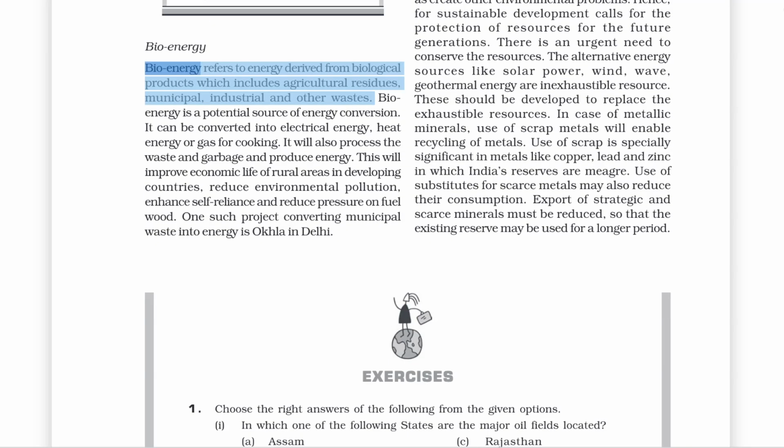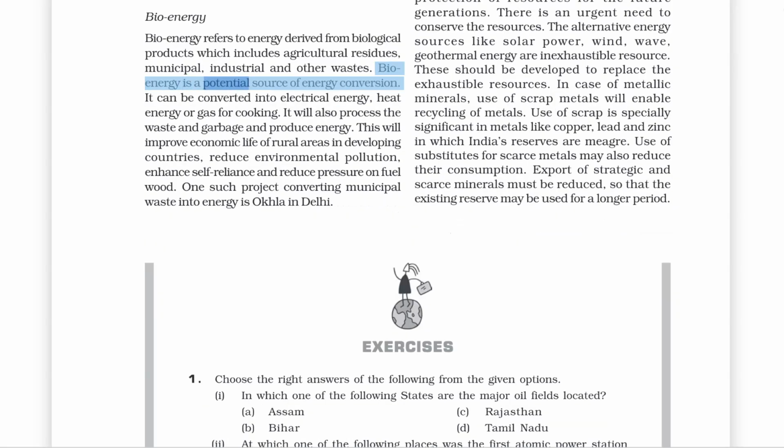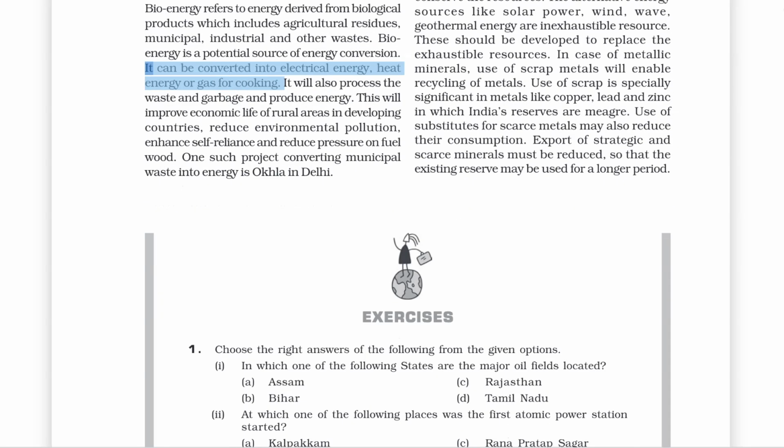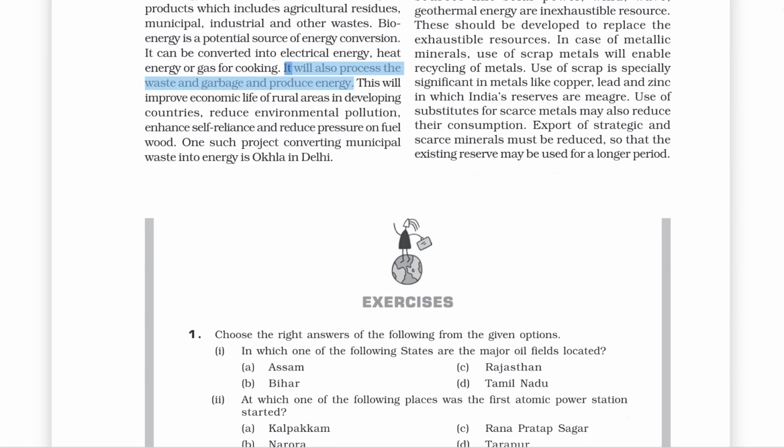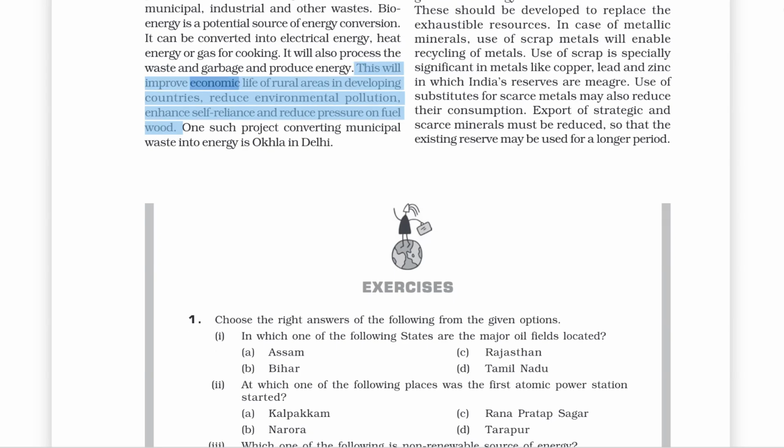Bioenergy. Bioenergy refers to energy derived from biological products, which includes agricultural residues, municipal, industrial, and other wastes. Bioenergy is a potential source of energy conversion. It can be converted into electrical energy, heat energy, or gas for cooking. It will also process the waste and garbage and produce energy. This will improve economic life of rural areas in developing countries, reduce environmental pollution, enhance self-reliance, and reduce pressure on fuel wood.